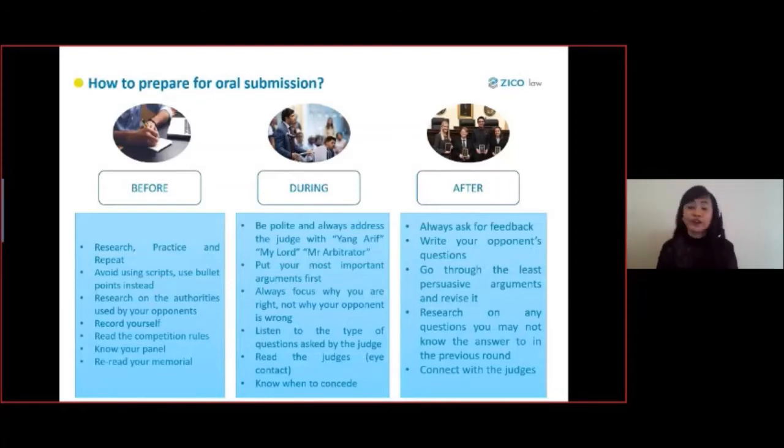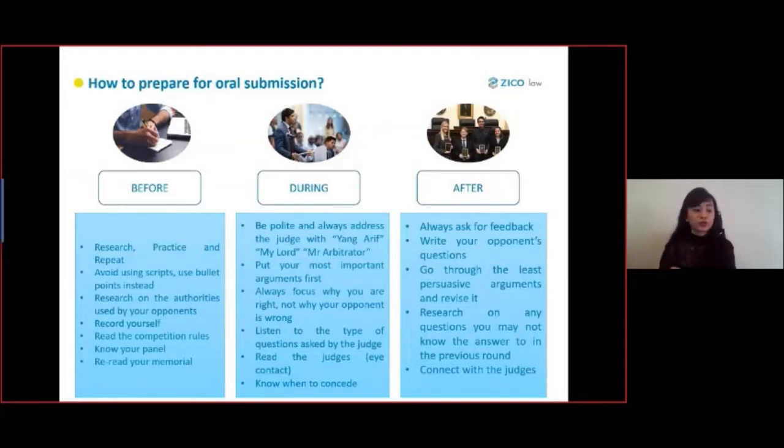Next is to avoid using scripts and to use bullet points instead. Now, I see a lot of mooters use scripts, and this is really not the best way to advance your oral submission. It's okay if it's your first time. It's okay if it's your first practice, but over time, you really need to reduce your script into bullet points.